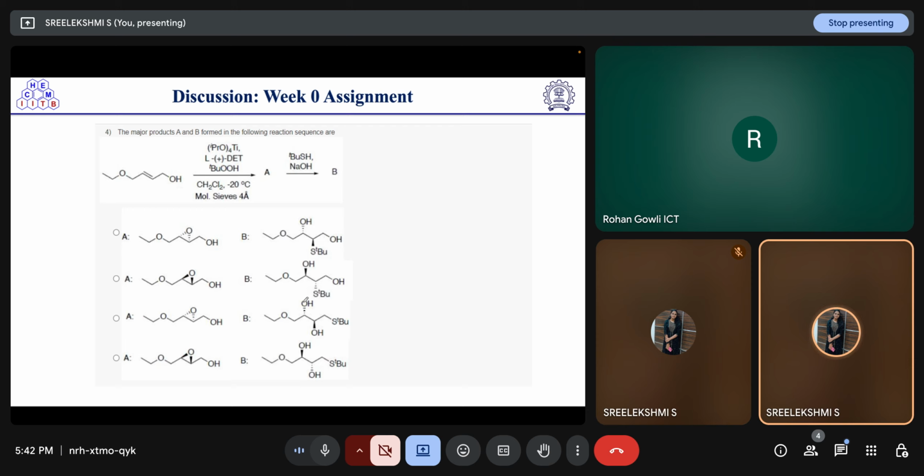Now the next question. The major products A and B formed in the following reaction sequence. So we are treating this allylic alcohol with titanium tetraisopropoxide, L plus DET, and tertiary butyl hydroperoxide in DCM at minus 20 degrees Celsius. We will get some product. Here four options are there for that, and then we are treating it with this thiol and a base, NaOH they are using, and we will be getting another product. So which will be the correct structure for A and B?